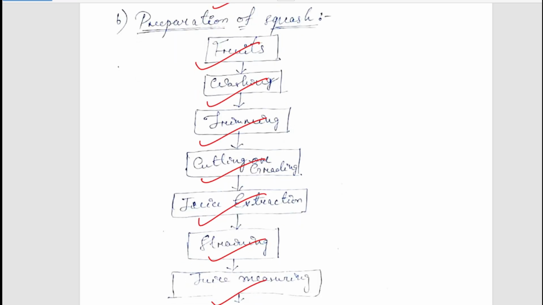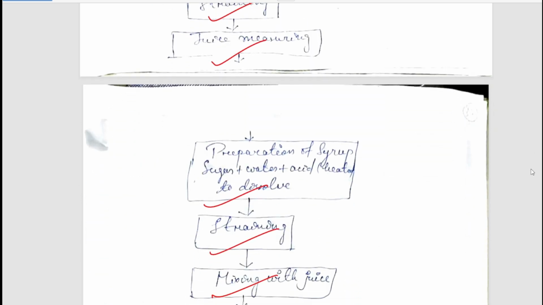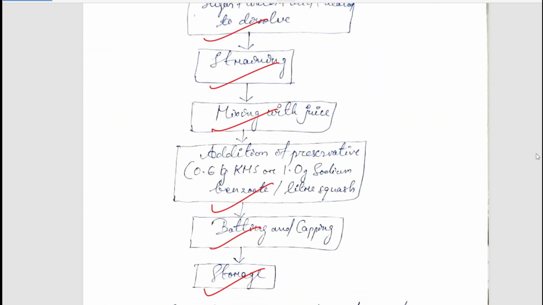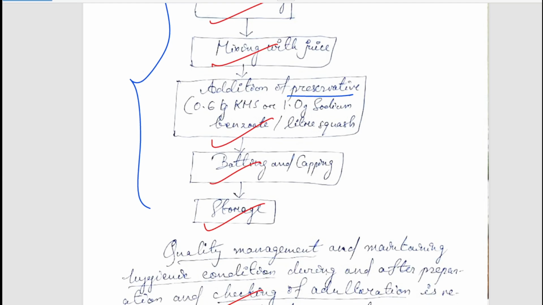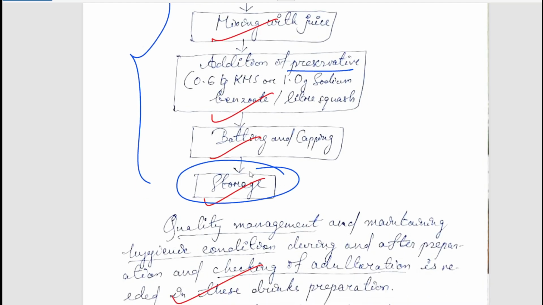And similarly for squash, we will first take the fruits, then wash, then trim, then cut and grade. Then we will extract the juice, then strain, then measure the juice. So all these things have been well mentioned. So these are the general methods. We need to add preservatives, and at the last we can store it.